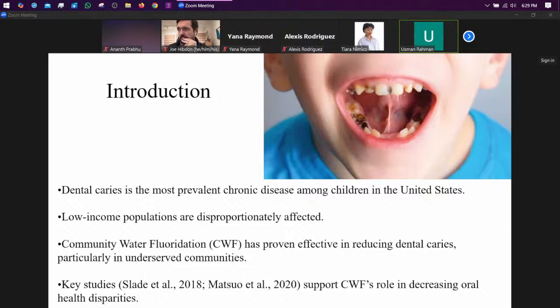So, dental caries is one of the most common chronic diseases in U.S. children and affects mostly the low-income population. Community water fluoridation is an effective way to control and reduce dental caries, particularly in underserved areas. Studies like Slade et al. and Meta-analyses have confirmed that community water fluoridation plays a role in lowering dental caries prevalence.